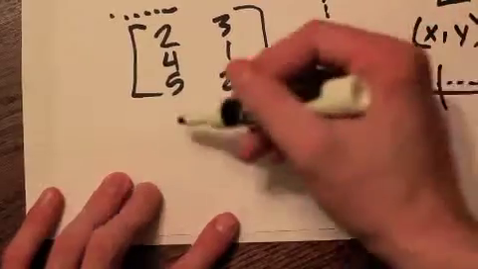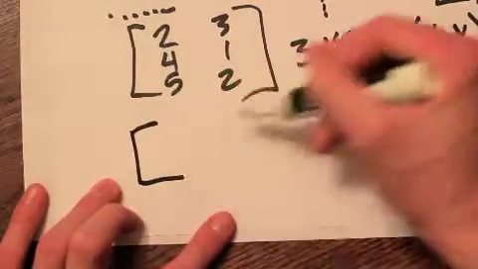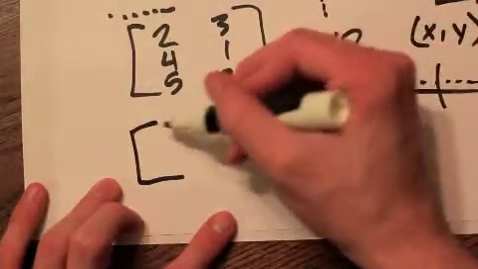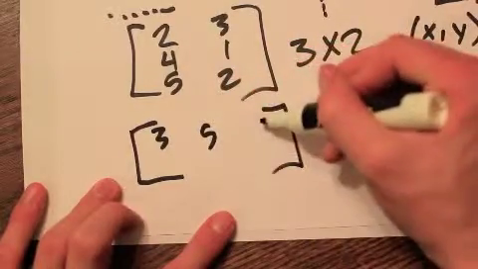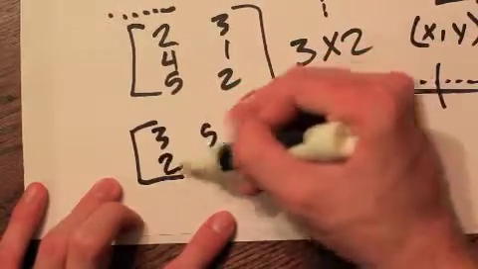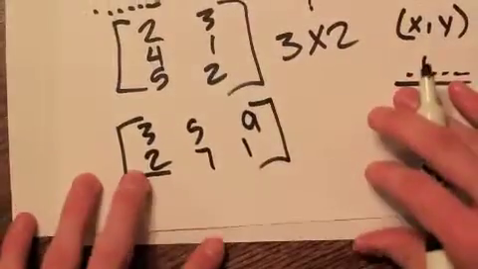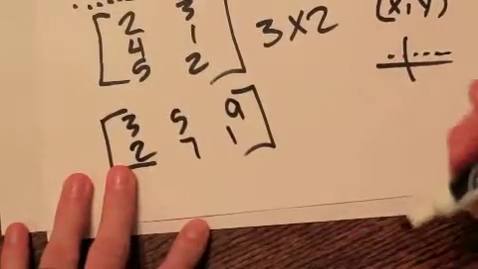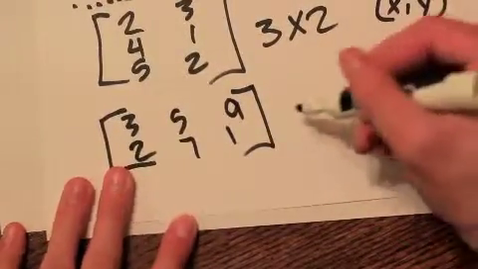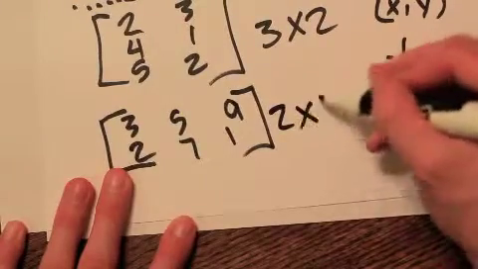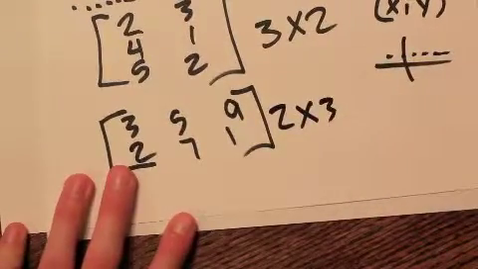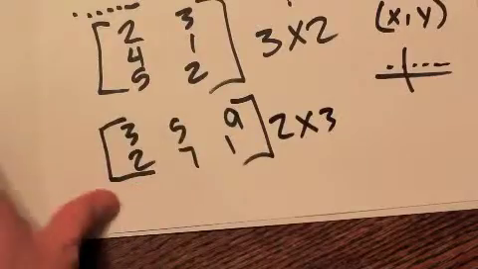So this matrix would be a 2 by 3 matrix, 2 rows and 3 columns. So that is how you describe matrices.